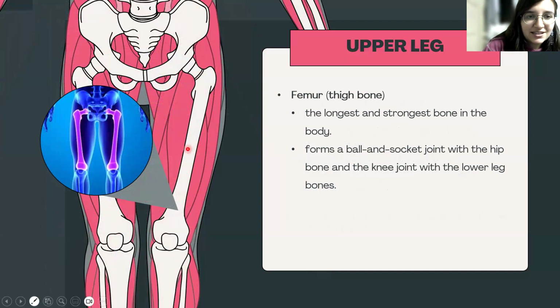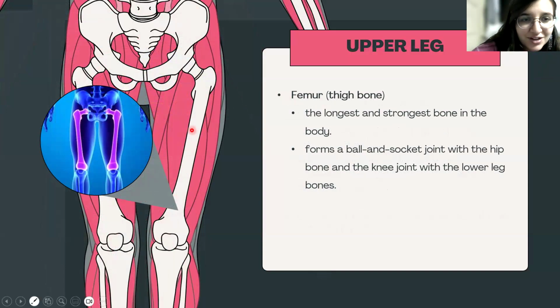So this bone here is called the femur or the thigh bone. Okay, but you need to know the name femur. And this is the longest and the strongest bone in your body. Did you know that? The thigh bone is actually the longest and the strongest bone in your body.